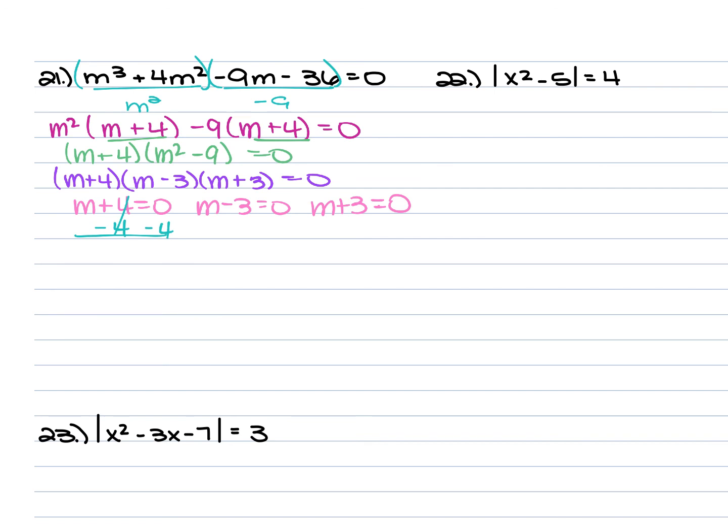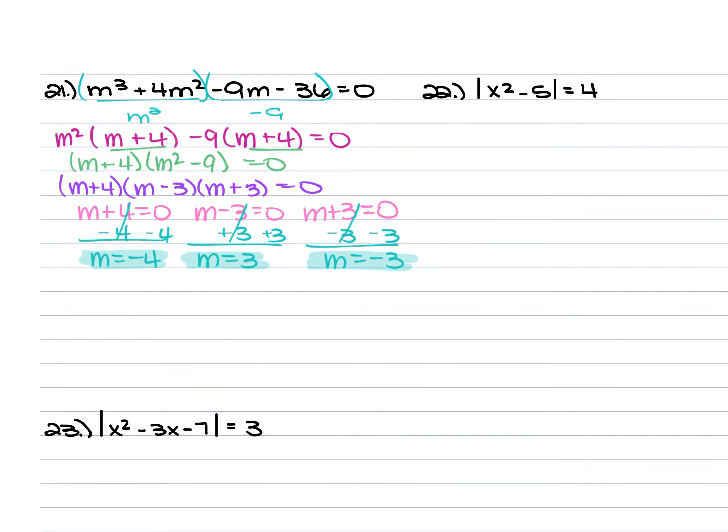You get that m is equal to negative 4. Move your 3 over, add it to both sides. You get m is equal to 3. Move the other 3 over, subtract it from each side. You also have that m is equal to negative 3. So negative 4, 3, and negative 3 are your solutions.